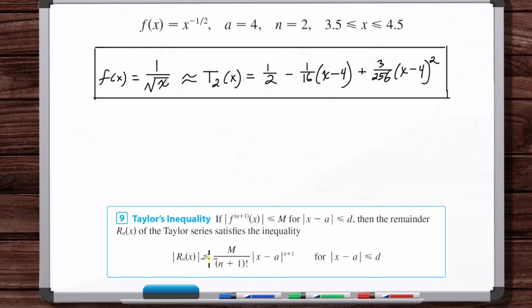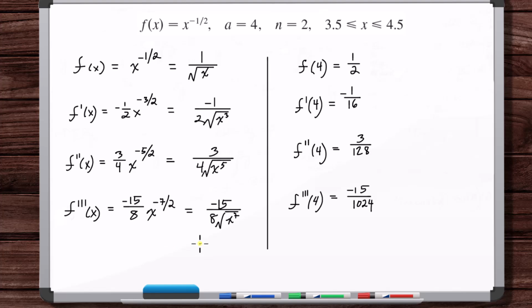So all we need to get this filled out is the capital M. Taylor's inequality is all about finding this capital M, and capital M is based on this. This is what you use. This is what capital M means. So we need the n plus 1th derivative. There it is, minus 15 over 8 times the square root of x to the 7th. We can simplify this. This is x squared times x squared times x squared times x. So x cubed root x.